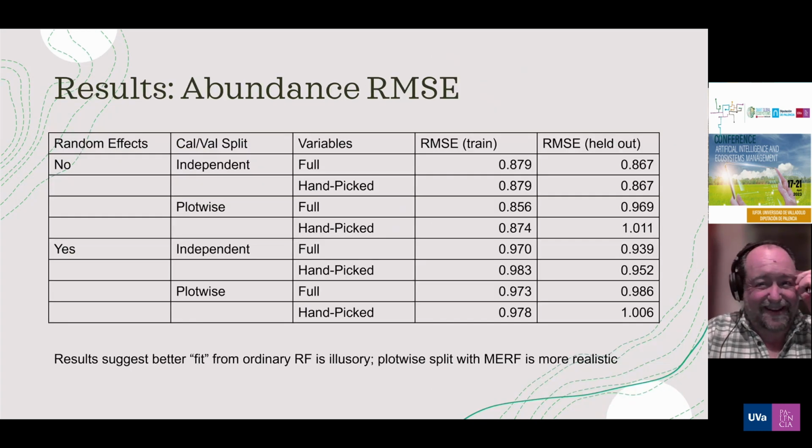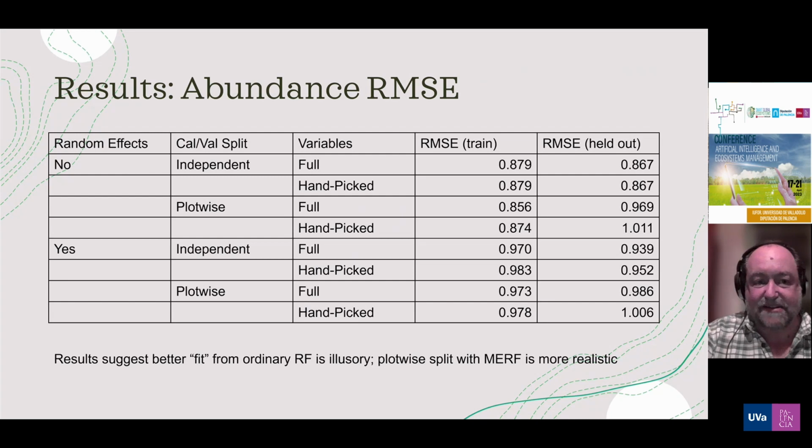Well, you can run these models 7 ways to Sunday, and so I did. So we've got models using simple random forest without random effects, and the mixed effects random forest with random effects. We can look at how the calibration validation split was done. Was it done independently, or was it done plot-wise? And then we can compare models between the full model and the hand-picked set of variables. And if we look at the abundance chart here, we're going to see the same pattern as we do in the other 3 variables that we're trying to predict.